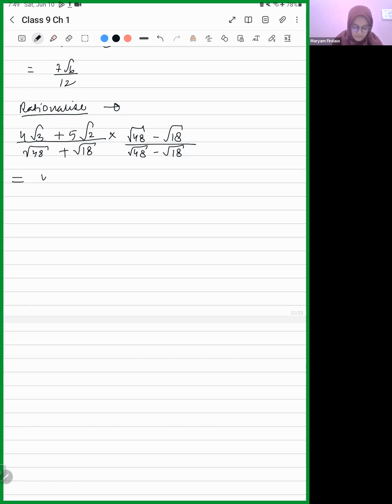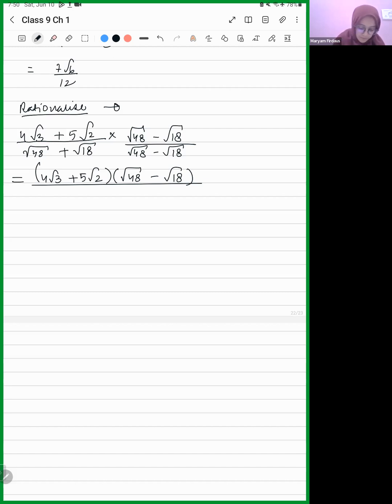Can we do root 48 equal to 3 into 16? Yeah. And root 18 3 into 6? Yes. Hmm. Then what is your numerator? Tell me what you're getting. I'm doing it now.